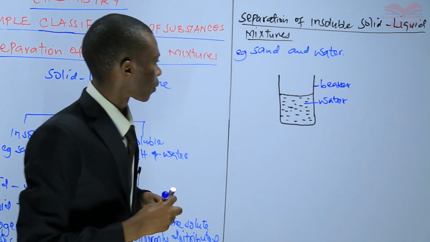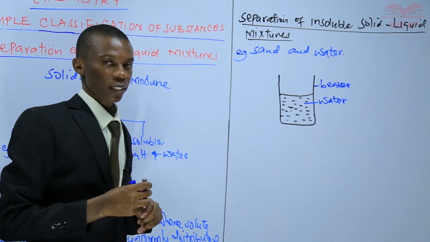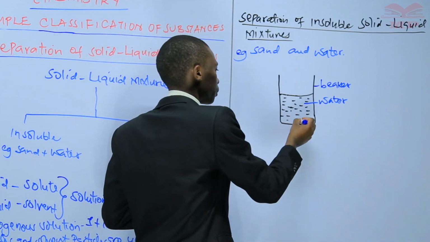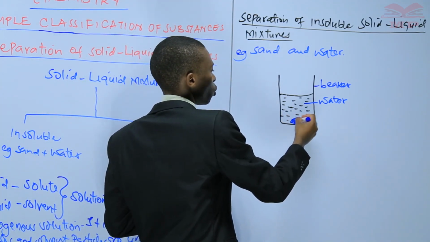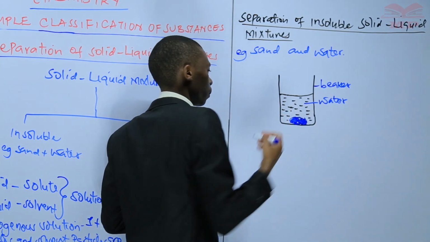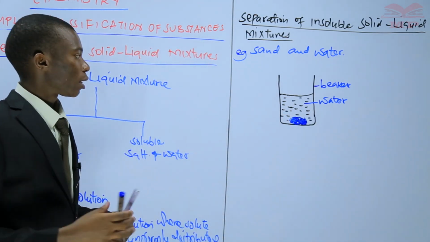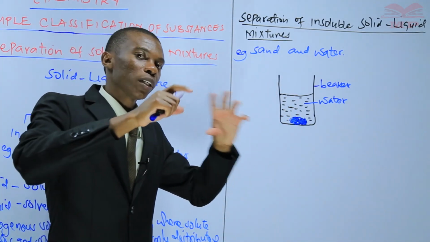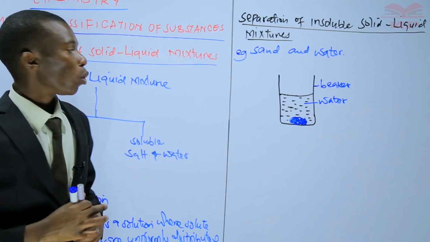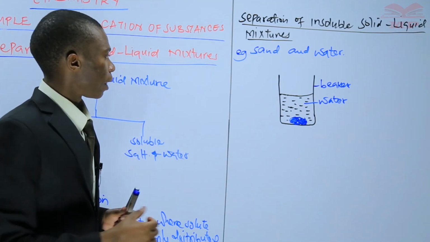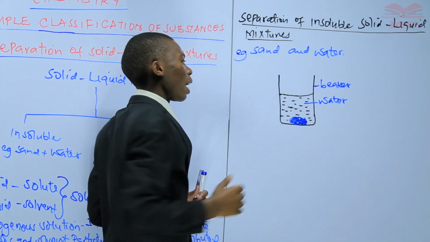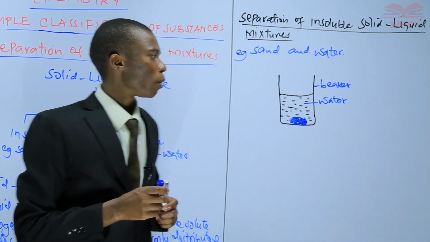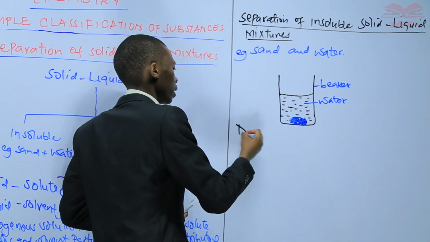There's water inside there. Therefore, we are saying that when you put a solid in water, this solid is just going to appear at this position. When you stir, it is just going to be uniformly distributed, or some particles of this sand are just going to be in that water. When you leave it to settle for some time, then this sand again will settle at the bottom. And therefore, we can use the decantation method to separate that mixture.